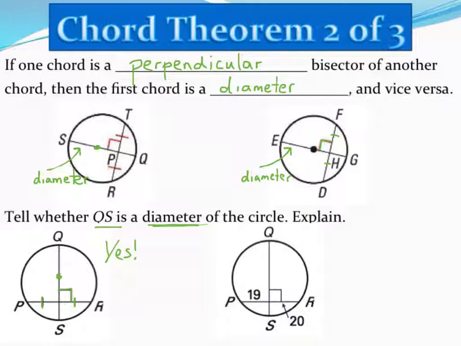I can add in the center point, which gives it away. My explanation would be two things. One, it's perpendicular to the chord, and two, it bisects the chord. I need both of those things to be true.